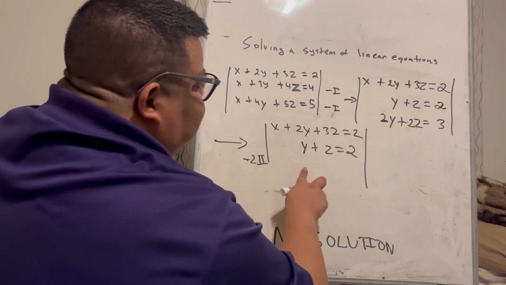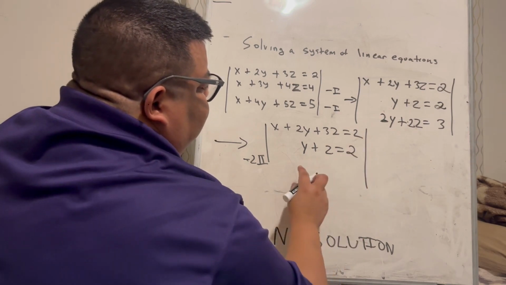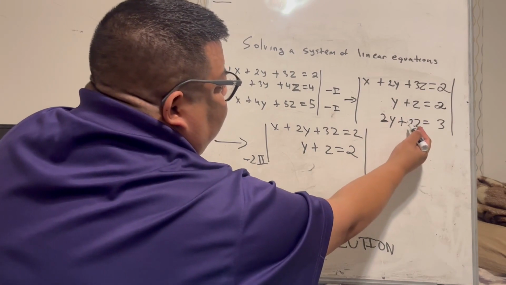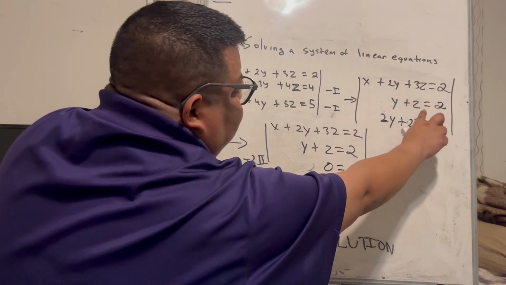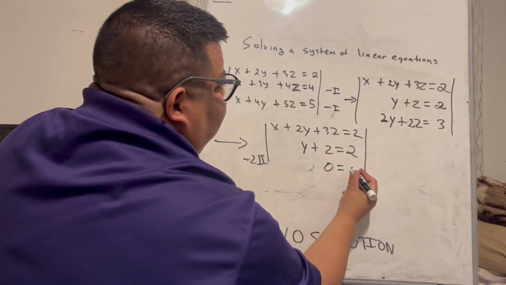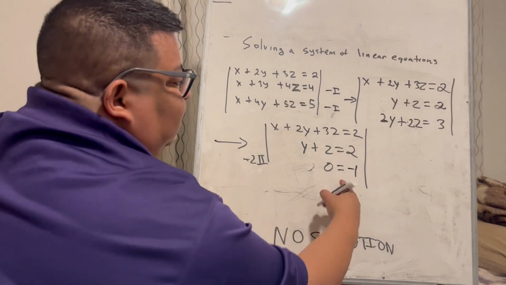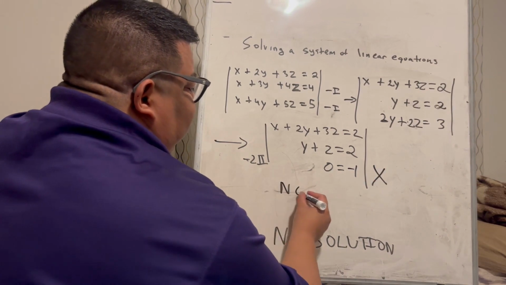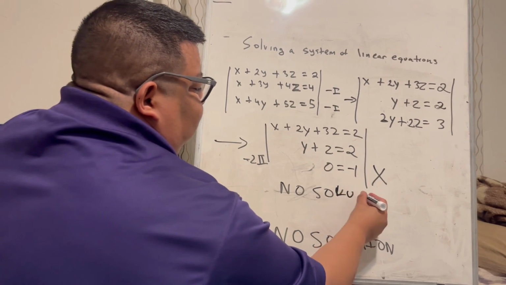Okay, now we are at this step. So -2y plus 2y gives you 0, but we don't write it. And then -2z plus 2z gives you 0. And then we do -2 times 2, that would be -4, plus 3, gives you -1. And notice 0 equals -1, that's invalid. That means we have no solution to this system of linear equations.